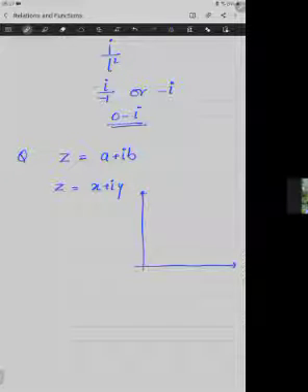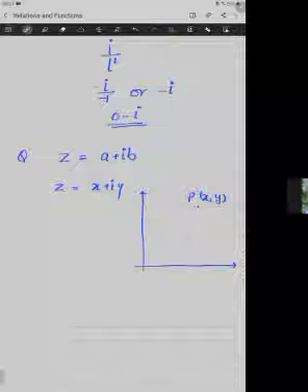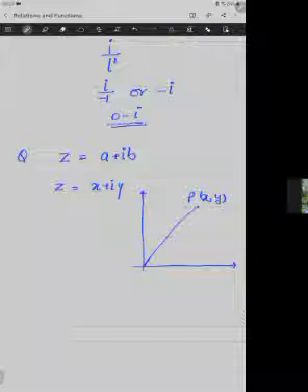For sure, there will be a point x, y. Like this is the point x comma y. This point I'm calling P. If we join this, then this is representing the complex number on the Cartesian plane or Argand plane.